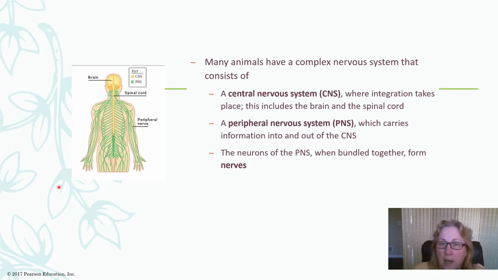So the central nervous system is the brain and the spinal cord, and the peripheral nervous system is everything else. So all the nerves in the whole rest of your body is what we call the peripheral nervous system. And nerves are bundles of neurons in the peripheral nervous system. So when you get to anatomy and you learn where various nerves go, like down here around your elbow, a nerve is just a bundle of axons from particular neurons.